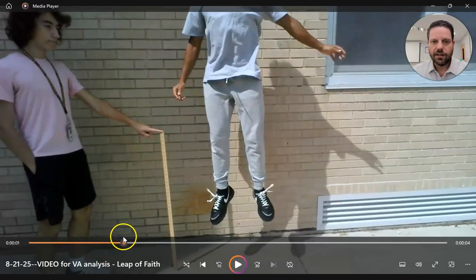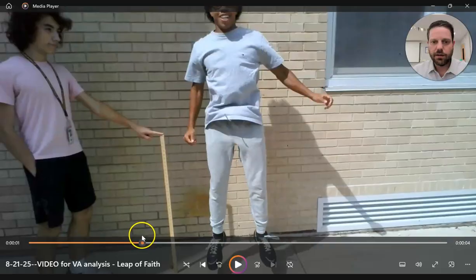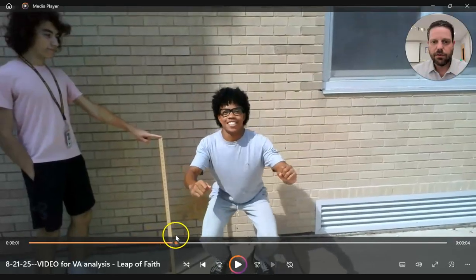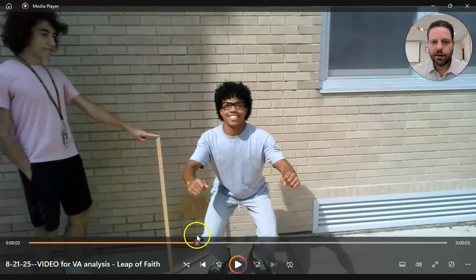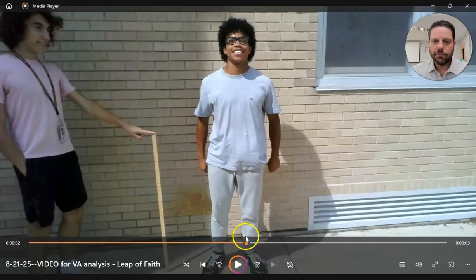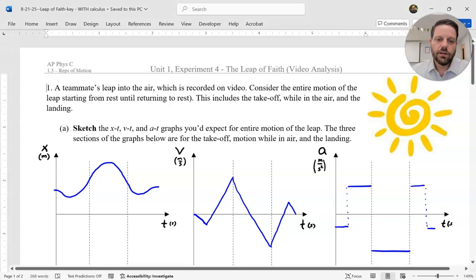He's in gravity in the air, slowing down. Now he's going to speed up, and upon landing, he's going to bend his knees and slow down to a stop, then reaccelerate back up, and then slow down to rest. So we're going to have to graph all of that, and I'll revisit this video here in a moment. So we started off at rest.